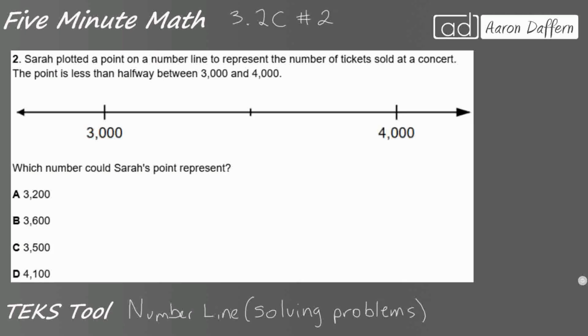So we have Sarah plotting a point on a number line. It represents the number of tickets sold at a concert, and the point is less than halfway between 3,000 and 4,000. So what number could Sarah's point represent? Well, we don't know exactly which number she has. It's going to be either A, B, C, or D. The only clue we have is it is less than halfway between 3,000 and 4,000. Now, why is that important?